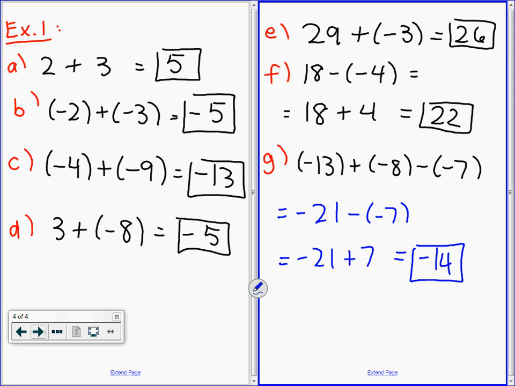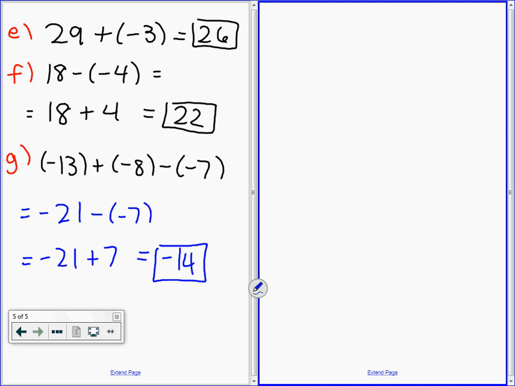Multiplying, dividing integers. What time is this class ending? Do you guys not know? 11:45? Okay, we'll be able to finish this one.